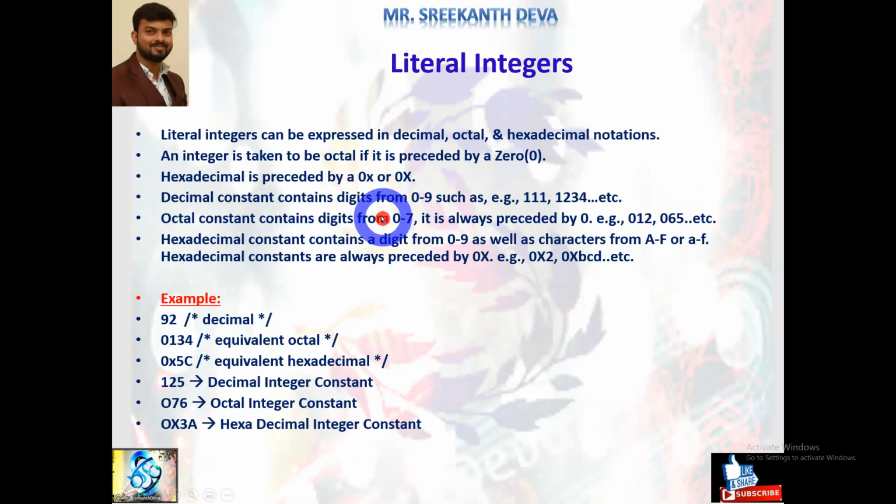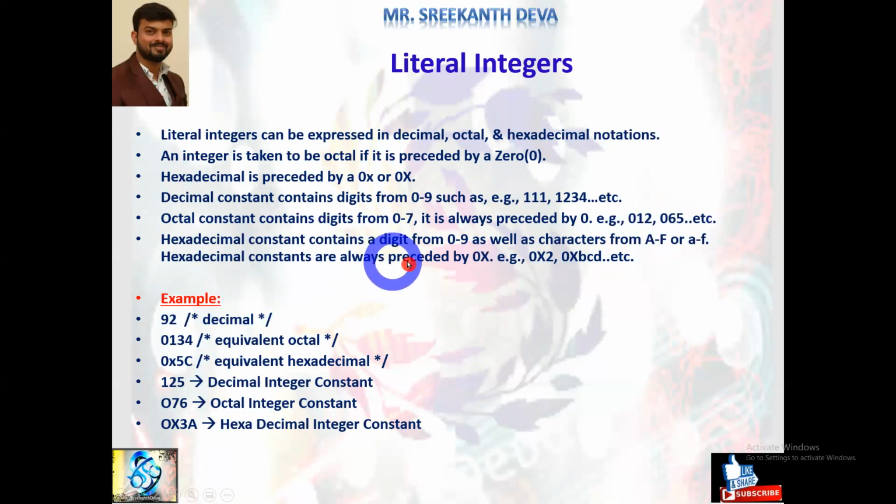A decimal constant contains digits from 0 to 9, for example 1, 2, 3, 4. These are all decimal constants. By default, whatever number we assign comes under decimal constants. An octal constant contains digits from 0 to 7. It is always preceded by 0. Octal represents 8, so the representation uses 0 to 7 in the number system. A number that starts with or is preceded by 0 is called an octal constant, like 012, 065 and so on.